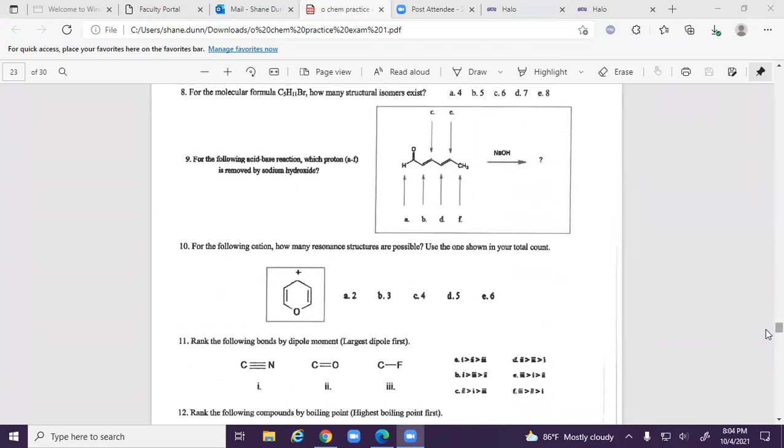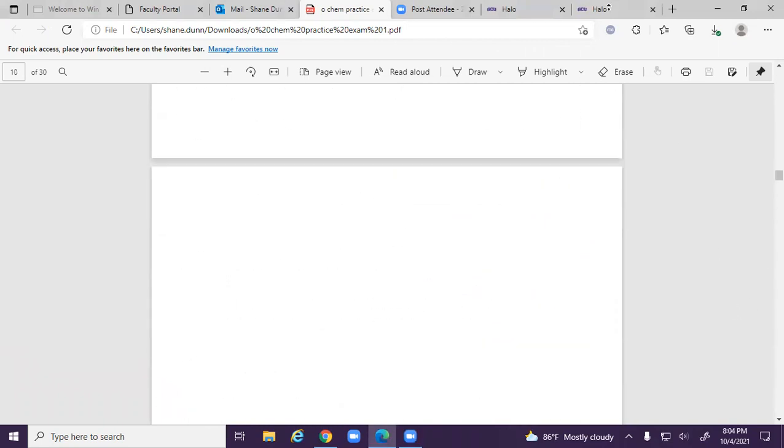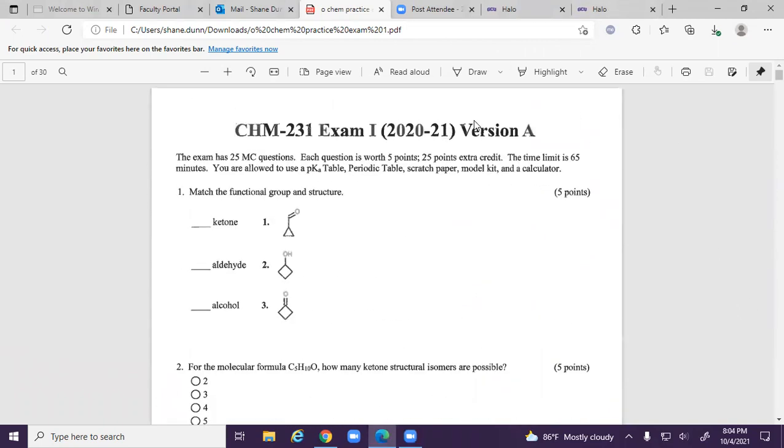So exam two is the only one. But, oops. Sure, let's do this. Okay. First up is functional groups. So, you guys memorize your functional groups yet?